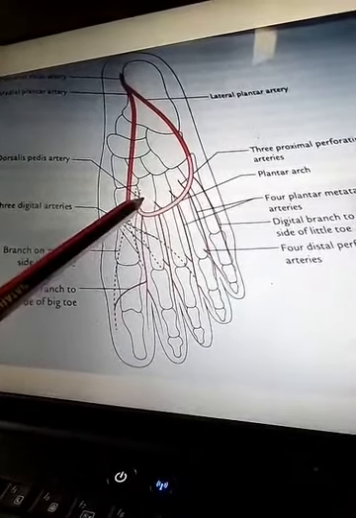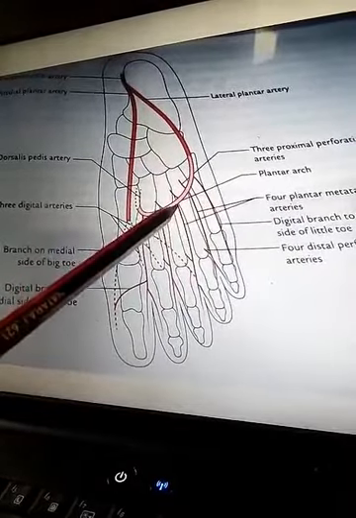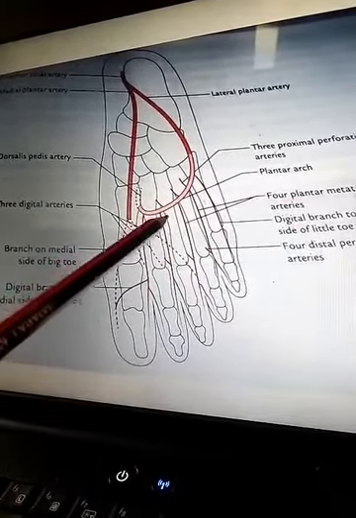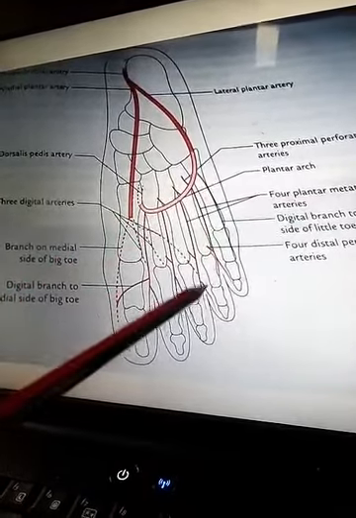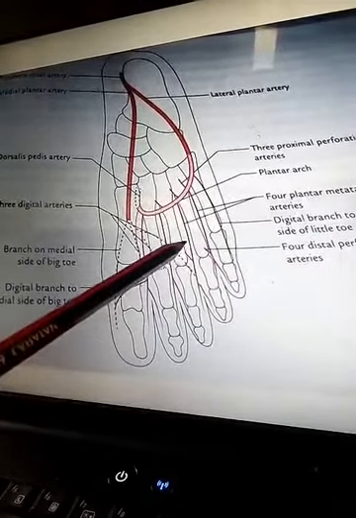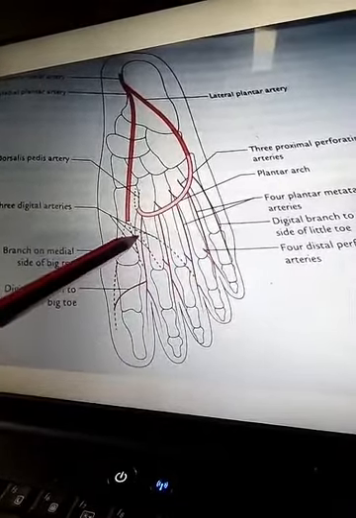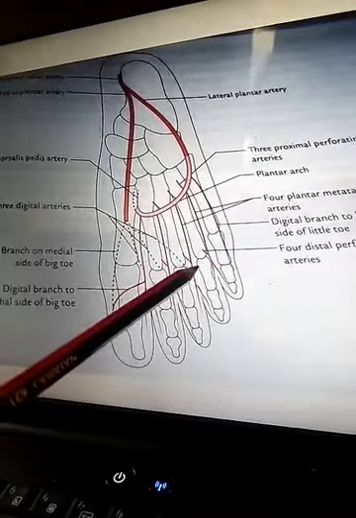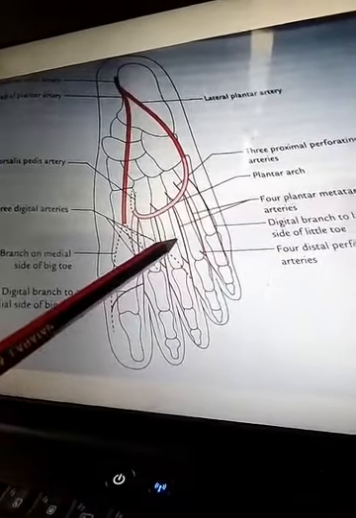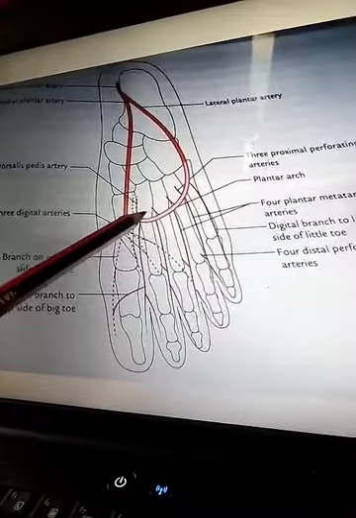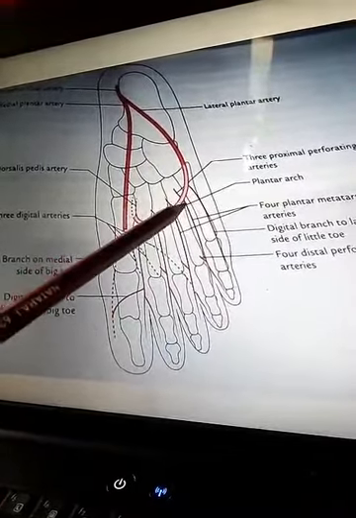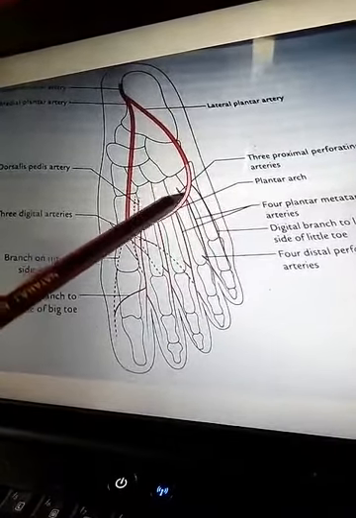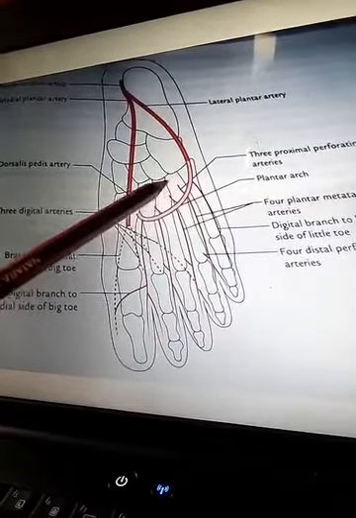They pass forwards in the intermetatarsal space and end by dividing into a pair of plantar digital arteries. Near their points of division, each plantar metatarsal artery gives a distal perforating branch to join the corresponding dorsal metatarsal arteries. It also gives 3 proximal perforating arteries. They ascend through the proximal parts of the second, third and fourth intermetatarsal spaces and anastomose with the corresponding dorsal metatarsal arteries.